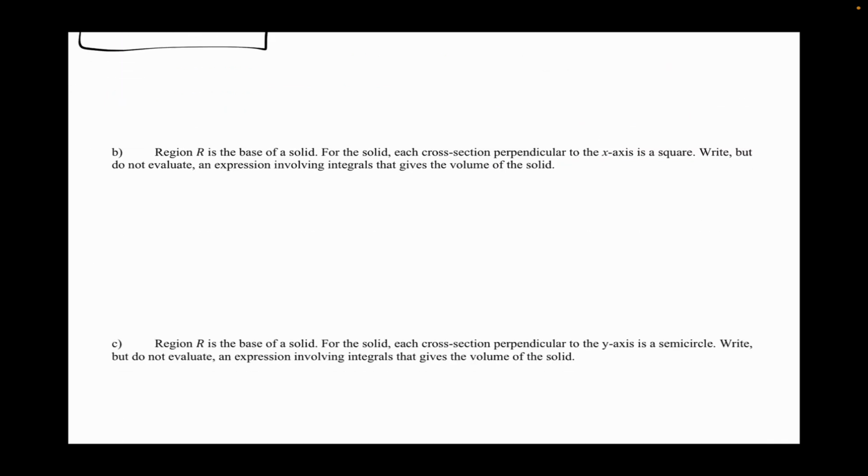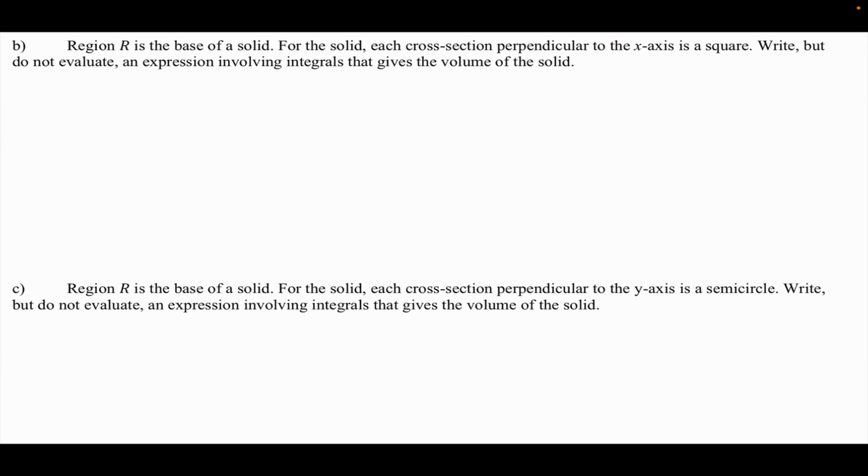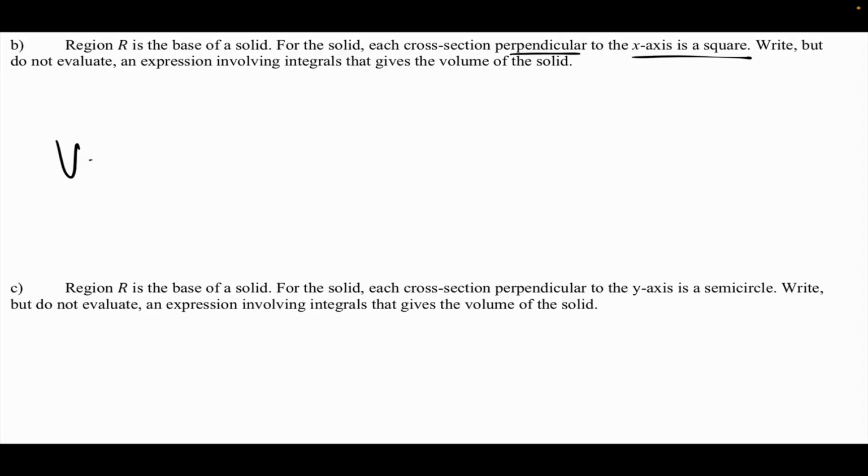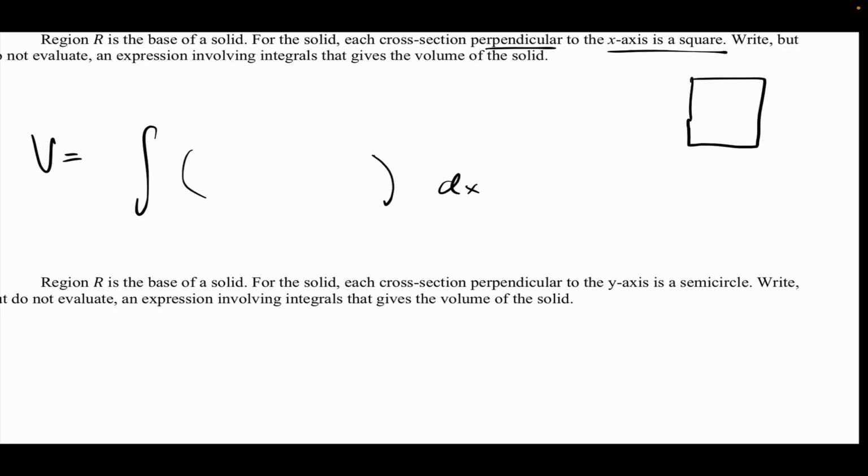Okay, so region R has a cross section that is a square. It's perpendicular to the x-axis, so that's dx, right? So we're going to do volume equals, this is a dx guy, right? It's a square, area of a square is side squared, like we've done before.